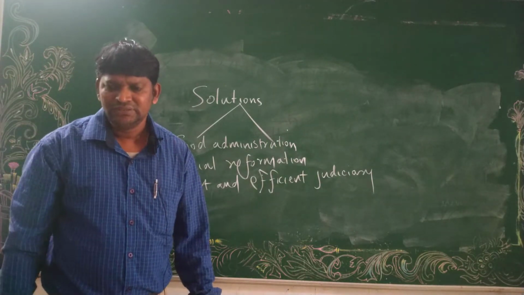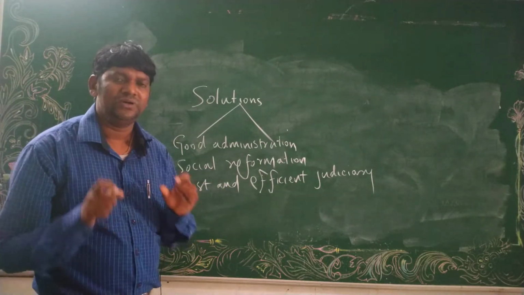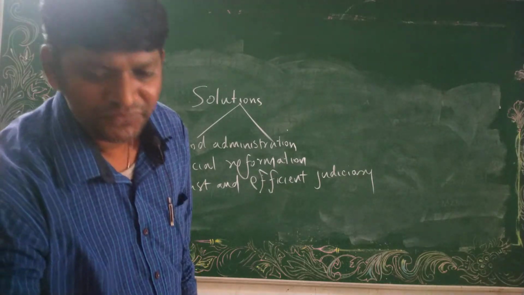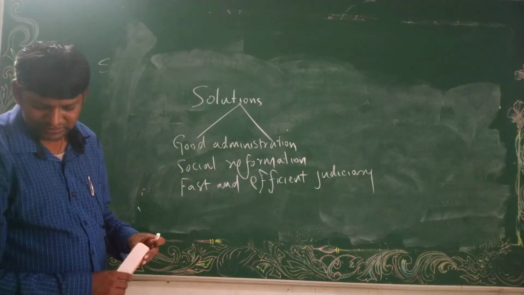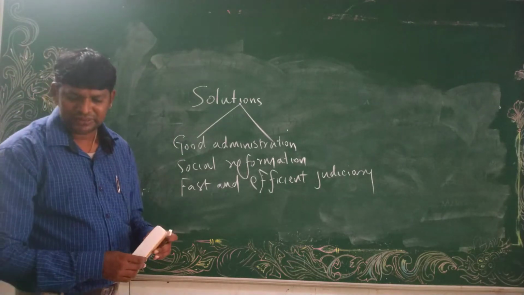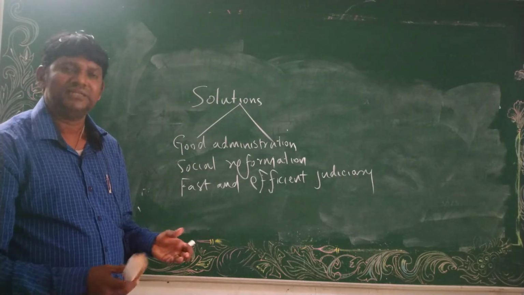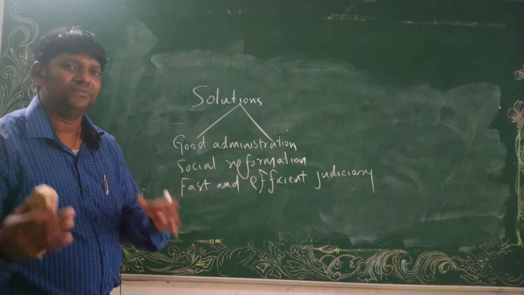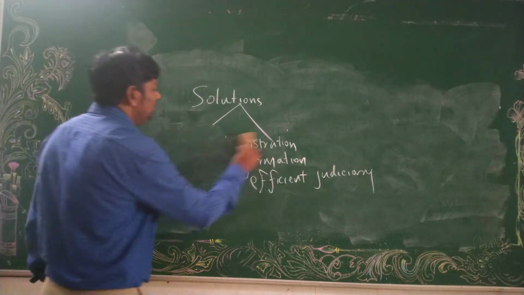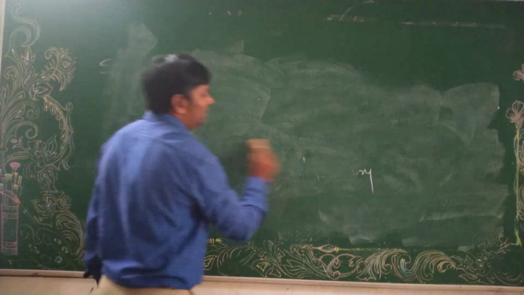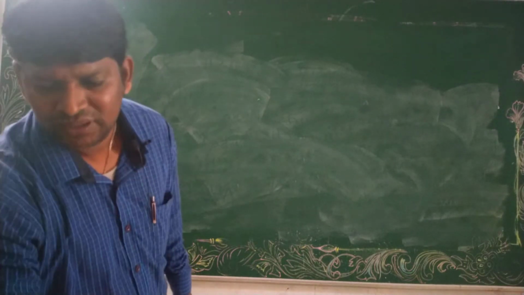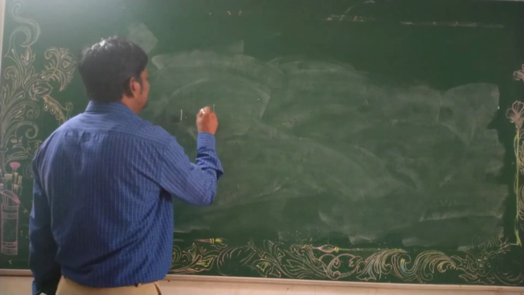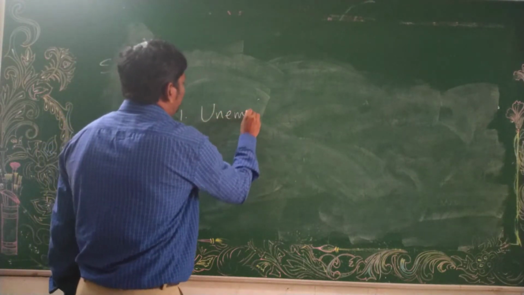So today, I will discuss one by one the internal problems of our country. You can refer to page number 62. The chapter name is the problems of India and the solution. You can find there the internal problems of our country. I will discuss very briefly one by one. First we go for unemployment. As per the textbook, the first internal problem is unemployment.